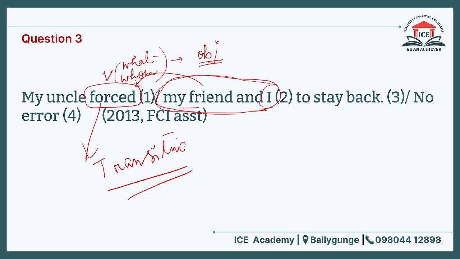Now, focus on I. I, as I just said, is the subjective case of the pronoun. Now, a subjective case of the pronoun has been used as the object of the verb. Therefore, it is grammatically incorrect. You cannot use a subjective case pronoun as the object of the verb. That means when the pronoun is used as the object, it should be in its objective case. So the correct answer should be me. So my uncle forced my friend and me to stay back. Right, guys?